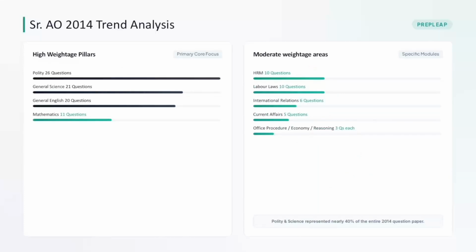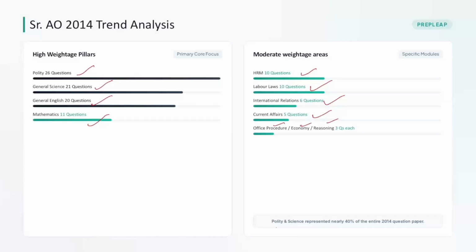If we go into the analysis of the 2014 Senior Admin Officer exam, Polity had 26 questions, General Science had around 21 questions, English had around 20 questions, Mathematics had around 11 questions. Whereas HRM had 10 questions, Labor Laws had 10 questions, International Relations there were 6 questions, Current Affairs there were 5 questions, with 3 questions for Office Procedure, Economy, and Reasoning.